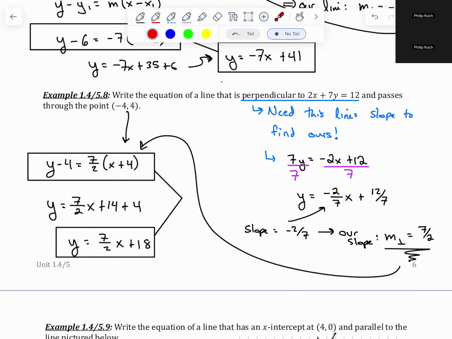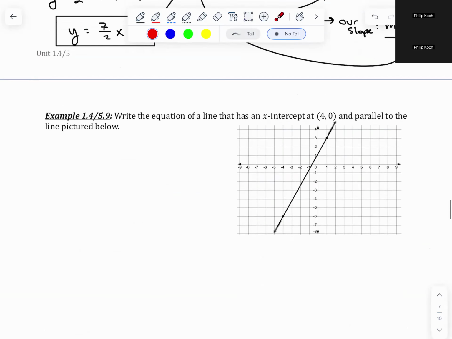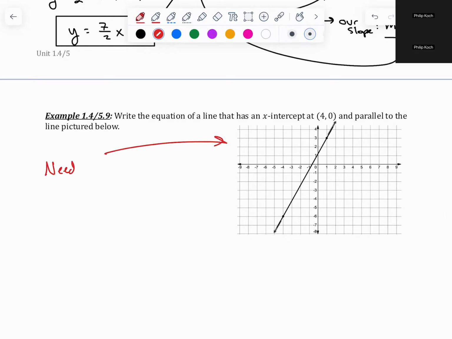So, anyways, next one. Write the equation of a line that has an x-intercept at (4, 0) and is parallel to this line here. Well, it gives us a point and it doesn't give us another point, so we must be able to find the slope. Since it says parallel, we already know that we're going to try and find the slope of this line. We need this line's slope for ours.